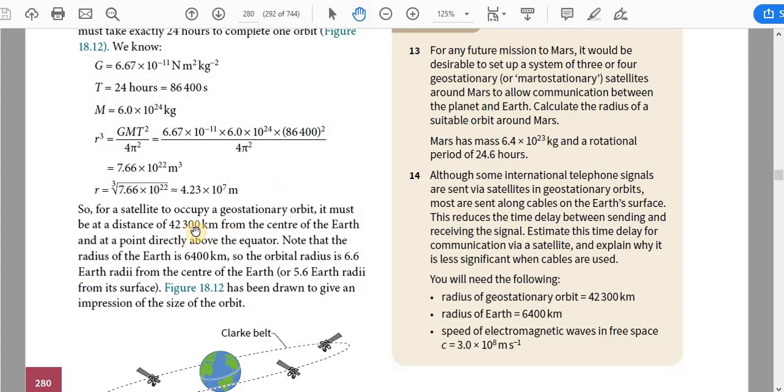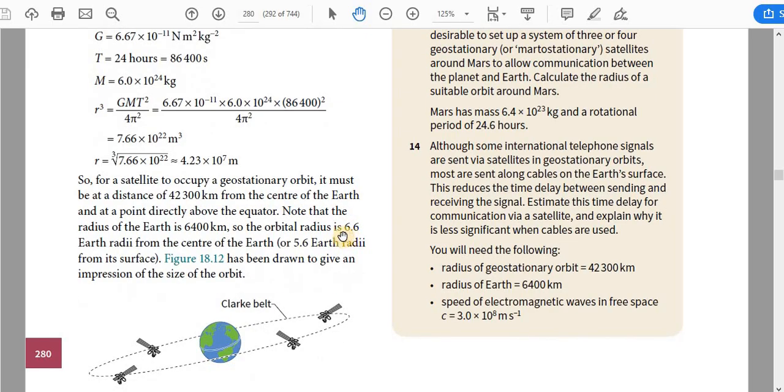Okay, this is from the center of the Earth, because r, you know, we take from the center of the Earth to the center of mass of the satellite. And this also, remember, a geostationary satellite is directly above the equator. Now previously I said directly above the UK, but it should be directly above the equator. And then this is the radius of the Earth. So when we subtract this number from this, we get how far it should be from the surface of the Earth.